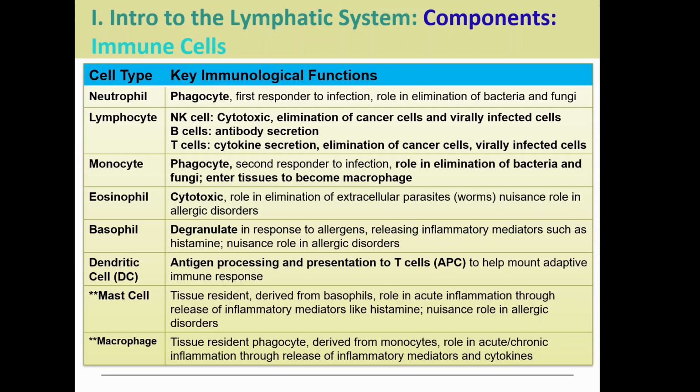Monocytes are also phagocytic, similar to the neutrophils. They are also responding very quickly soon after the neutrophils, and they do the same thing with bacteria and fungal infections. They can help eliminate those. These are the ones where they're monocytes in the bloodstream, but as soon as they enter into the tissues, they will differentiate into a macrophage and lock in.